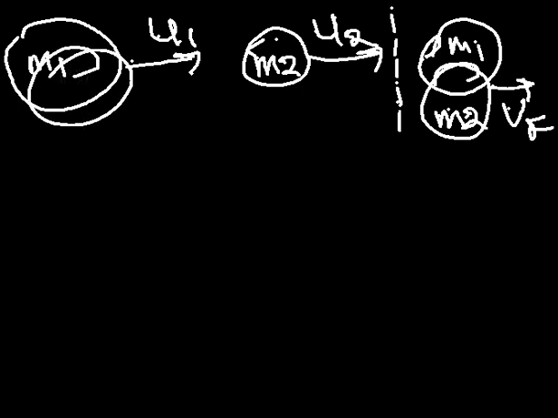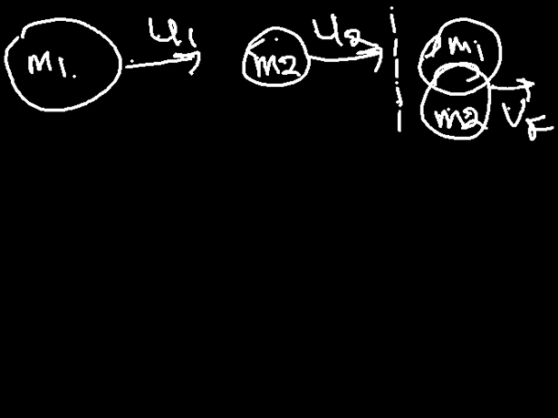Now we have object 1 moving to the right with the initial velocity given as u1, and object 2 with initial velocity given as u2. Upon the collision, the objects stick together and move together with the final velocity vf. So how should we write the law of conservation of momentum? In this case, this is a one-dimension collision where both objects are moving before they collide.